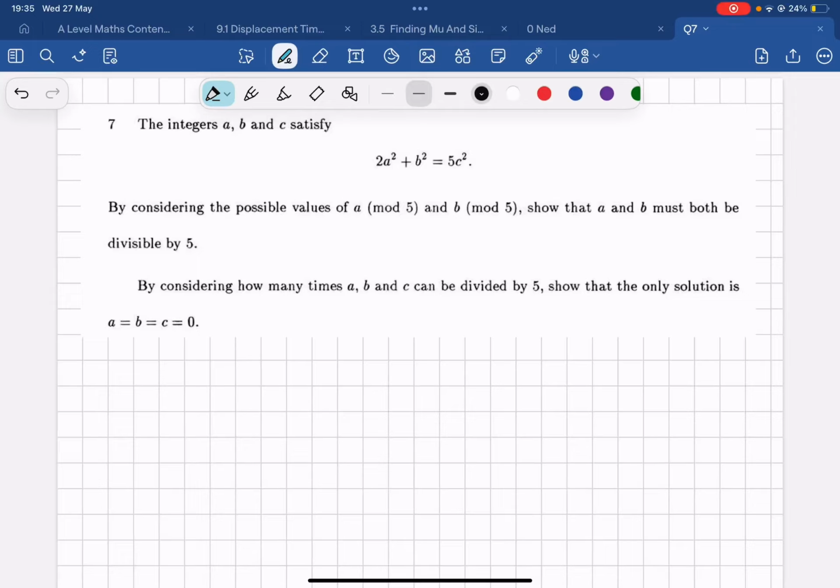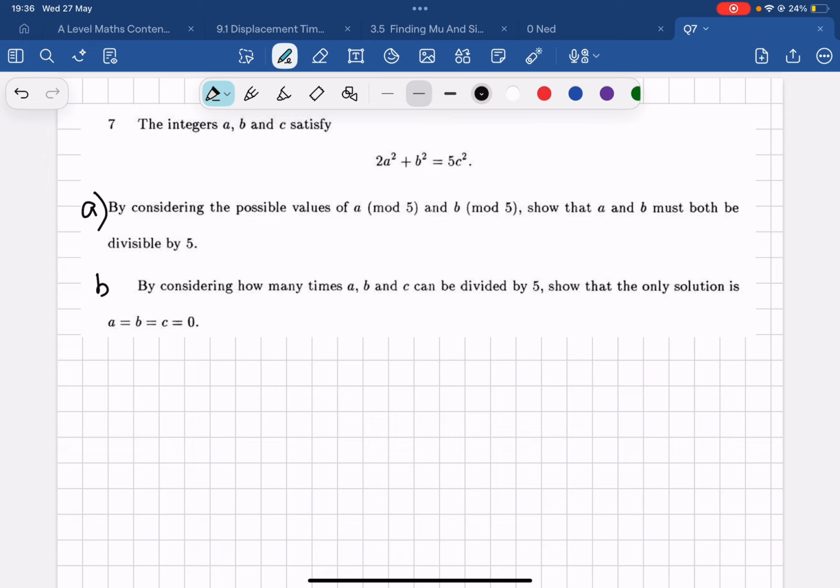Yes, lads, we've got another STEP question, and this is the second one I'm doing from the 1993 paper, STEP 2. The integers a, b, and c satisfy 2a squared plus b squared equals 5c squared. By considering the possible values of a mod 5 and b mod 5, show that a and b must both be divisible by 5. So that's sort of a part A to the question.